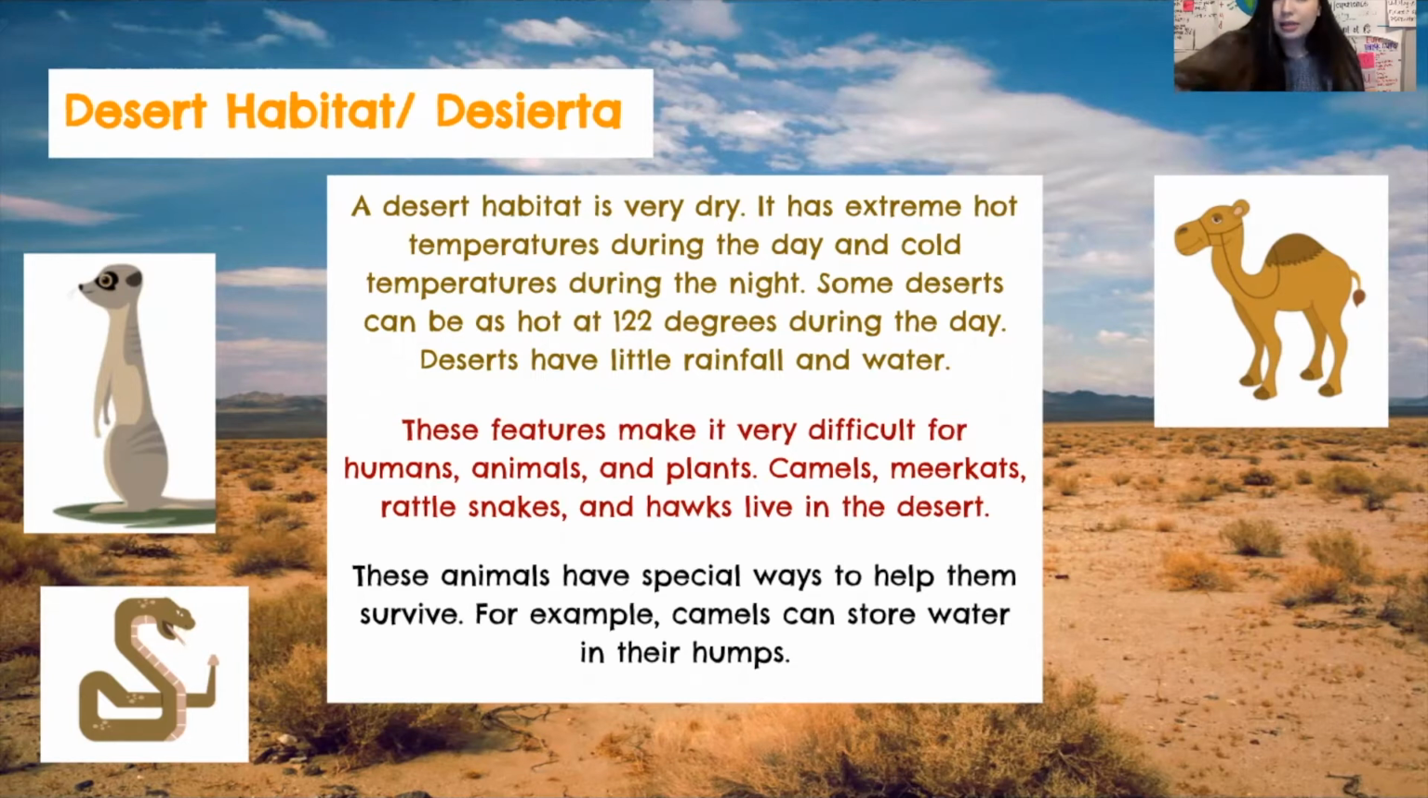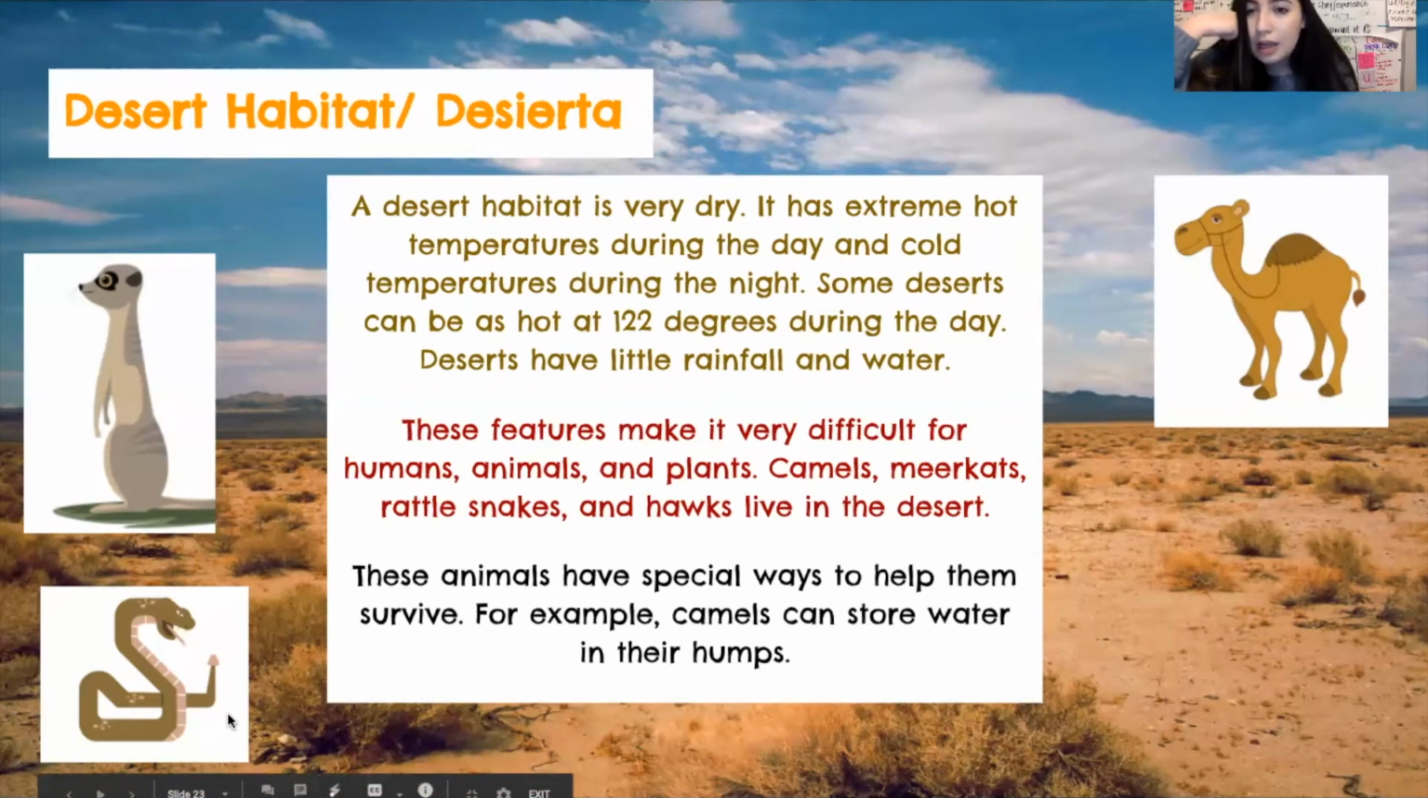So let's take a look at some examples here. Camel, we see this camel, this four-legged friend here. Camels live in the desert, and meerkats live in the desert, and rattlesnakes live in the desert. And sometimes you'll see a bird, like a hawk, flying around in the desert. These animals have special ways to live in the desert so that they can survive because there's not a lot of water, right? And there's not a lot of people and not a lot of plants. So they have to find fun ways to survive in the desert.